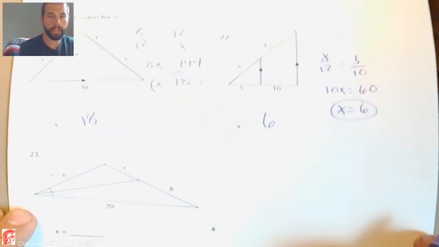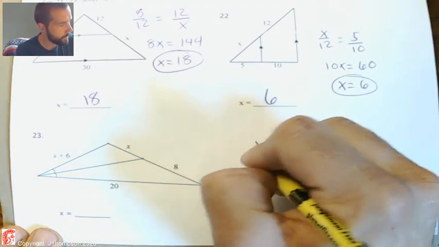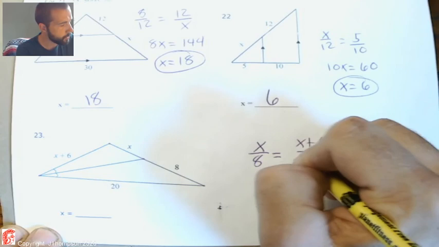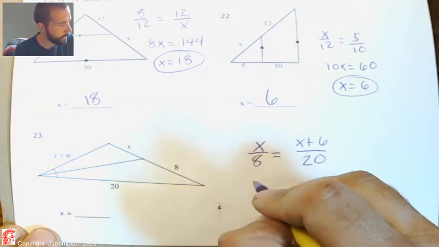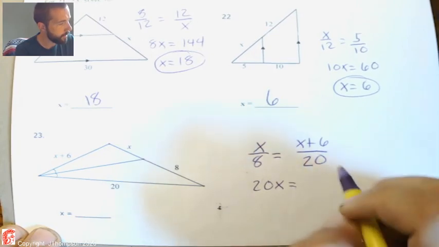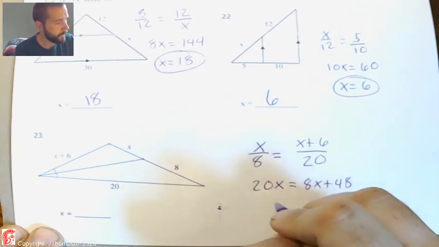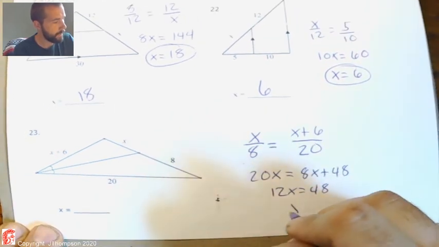And then the last one, this is the angle bisector theorem. So we're going to do x over 8 equals x plus 6 over 20. We can reduce 8 and 20, or we can just multiply. We get 20x equals 8x plus 48. Subtract 8x, we get 12x equals 48. And then divide by 12, and you get x is 4.